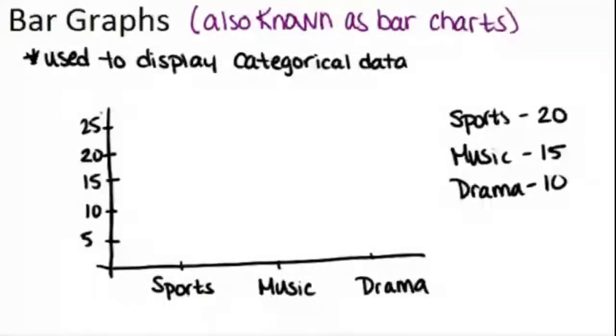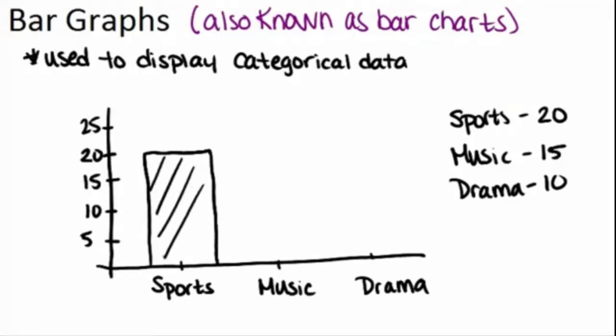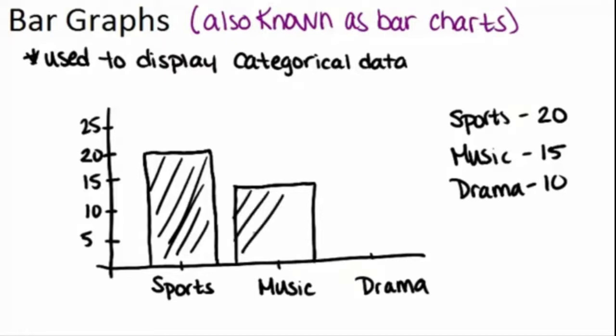A different bar for each of your categories. So for sports, we need to go up to 20. So we're going to make a bar that goes up to 20. Oh, I apologize. She did do that. One important thing is that your bars should not touch, and all of the bars should be the same width. So then for music, we're going up to 15. Notice how the two bars are not touching and they're approximately the same width. And then for drama, we go up to 10.